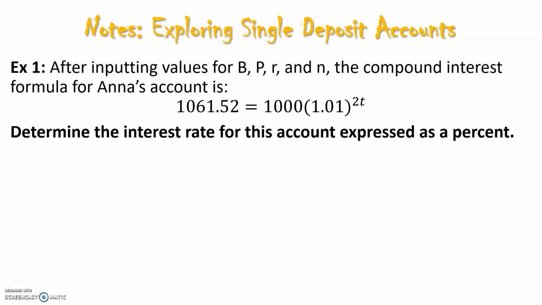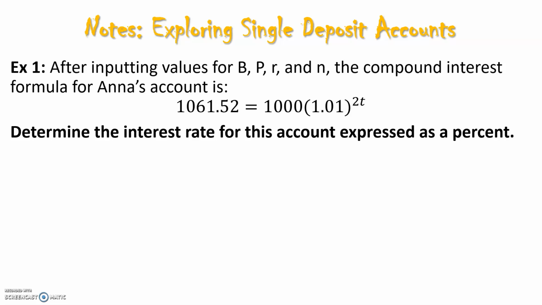The focus of this lesson is to explore more about single deposit accounts. Example 1. After inputting values for B, the balance, P, principal, R, the rate, and N, the compounding, the compound interest formula for Anna's account is $1,061.52 is equal to 1,000 times 1.01 to the power of 2t. We want to determine the interest rate for this account expressed as a percent.